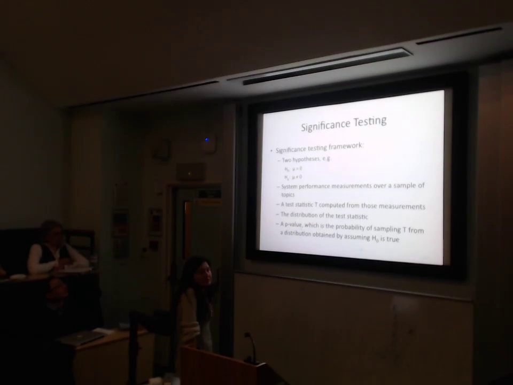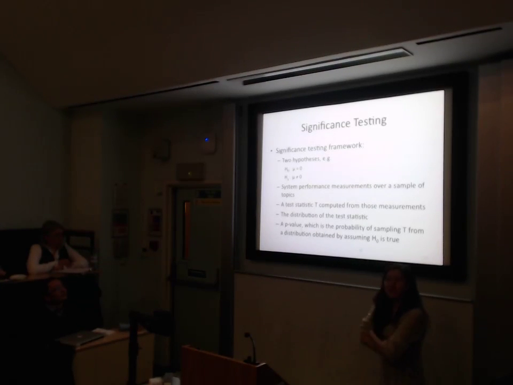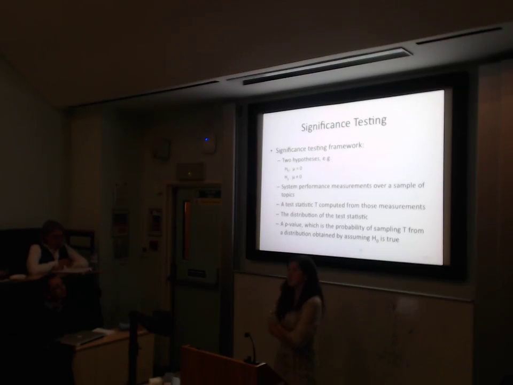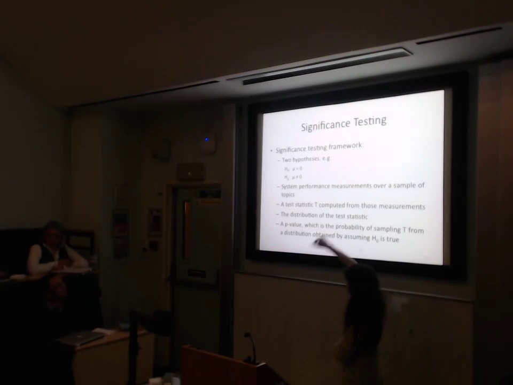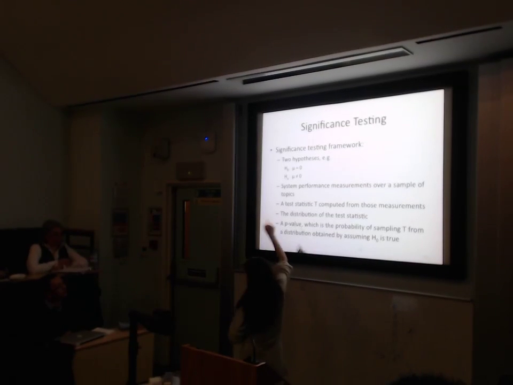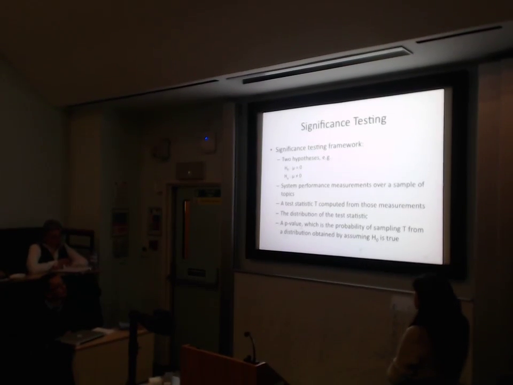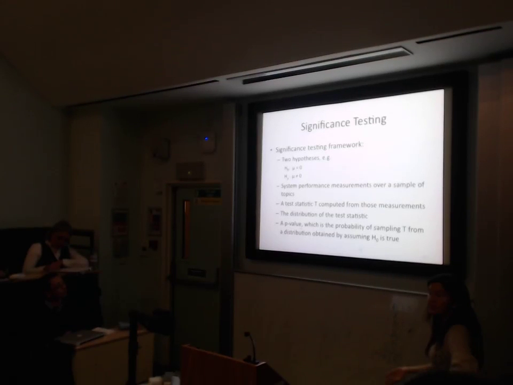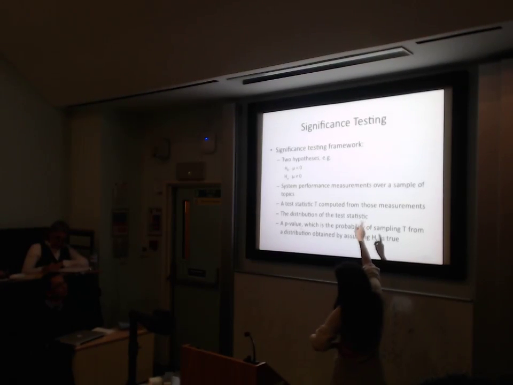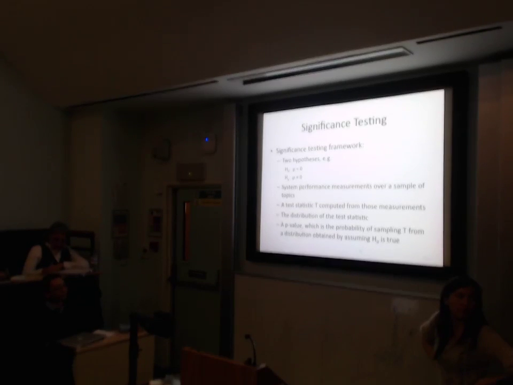Okay, so what is our significance testing framework? We have two hypotheses, our H0. In the case of, again, IR evaluation, the standard H0 is about the difference between the mean performance of the systems. Okay, so I have system 1, system 2. If they are equal to each other in performance, the difference between the mean performance should be 0. That's my null hypothesis. And my alternative hypothesis is that the mean difference is not 0. Okay? So what I have done is the system performance measurement over a sample of different topics, and I will be using these sample measurements to understand whether I can reject H0 or not.